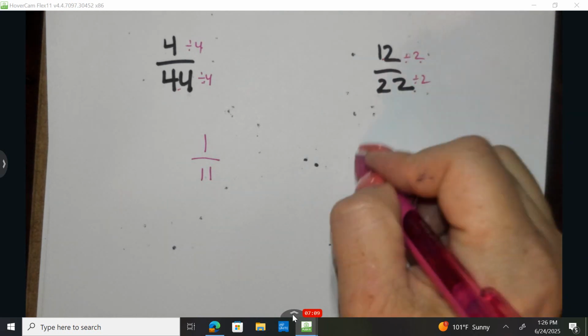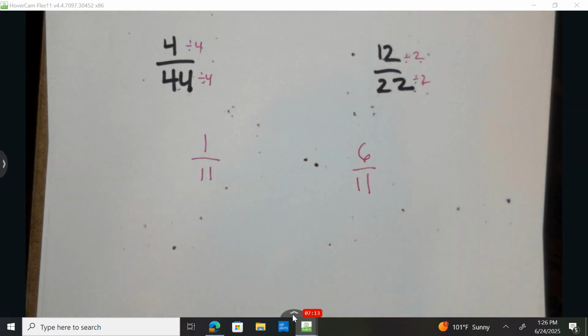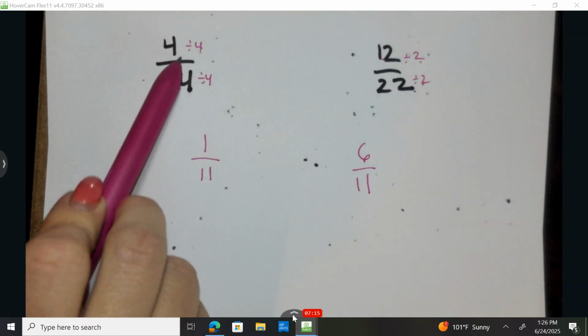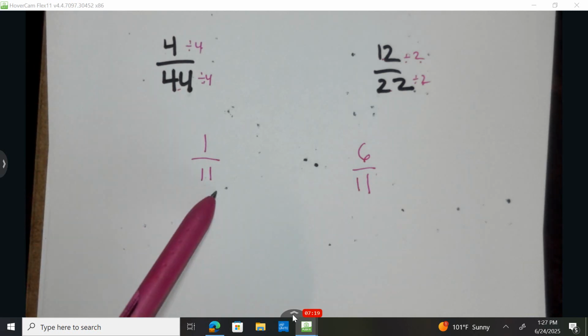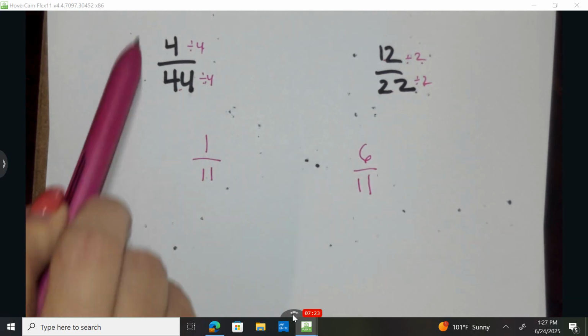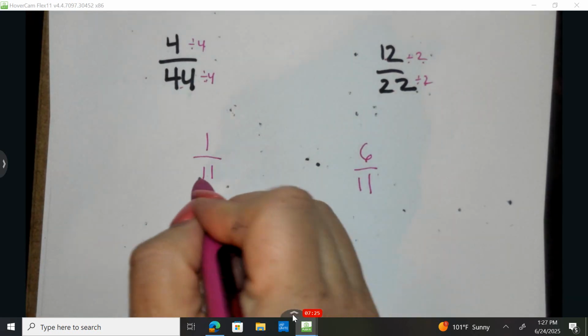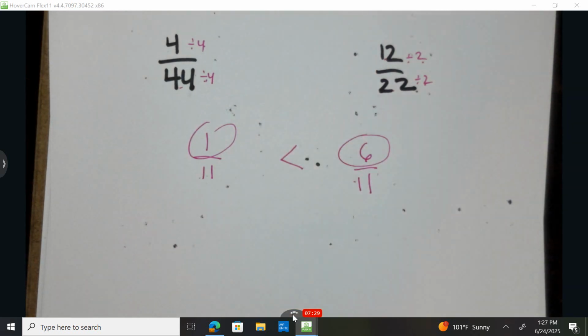12 divided by 2 is 6. 22 divided by 2 is 11. These are reduced fractions. So these two fractions are equivalent or equal. They're just in different forms, and this is the reduced or simplified form of the previous fraction. Since the denominators are the same, I look at the numerators. 6 is larger, so I insert this inequality symbol.